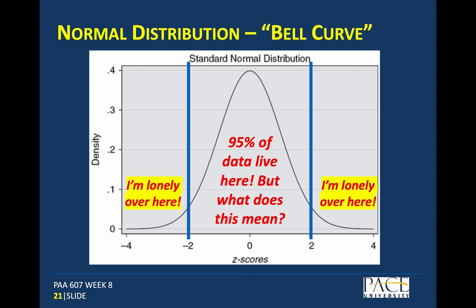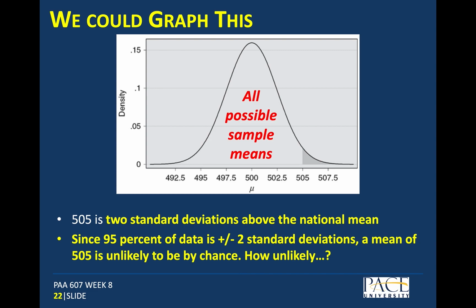Well, what does that mean? What it means is that the data outside of that zone is pretty lonely, as I've now put on your screen here in yellow. The data that are less than negative 2 z-scores and more than positive 2 z-scores, those are pretty lonely data, not a lot of data out there. So this is how we start to answer the question, are those California students unique? As it turns out, what we can do is graph our data. We know, in this case, that our national mean is 500.